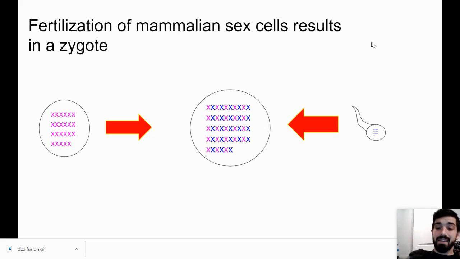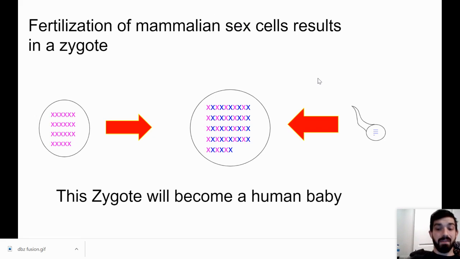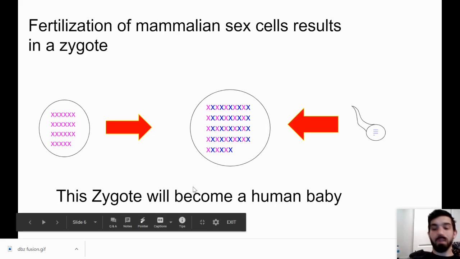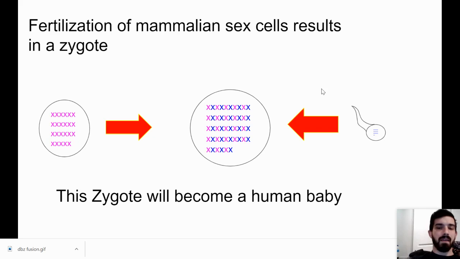And now this zygote has a combination of the 23 chromosomes from the male and 23 chromosomes from the female. Okay? This zygote is eventually going to become a baby, become you, and become me. We all were once a zygote, just one single cell with 46 chromosomes. Okay.